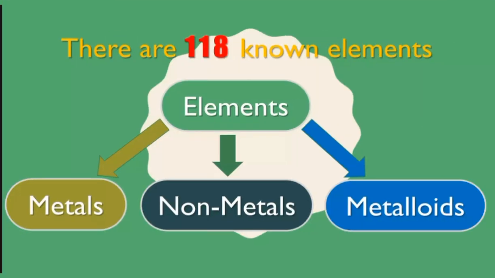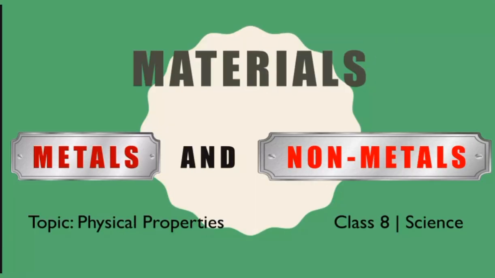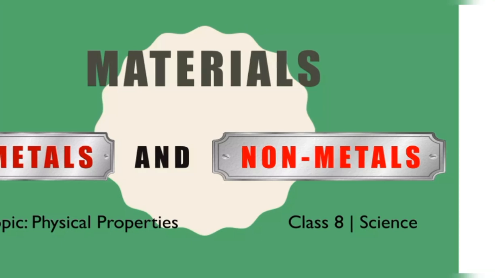Almost there are 118 known elements. Elements are divided as metals, non-metals and metalloids. Metalloids are substances that have some of the properties of metals and some of the properties of non-metals. So let us continue with today's lesson, that is metals and non-metals. After this, you will be able to differentiate between the physical properties of metals and non-metals.